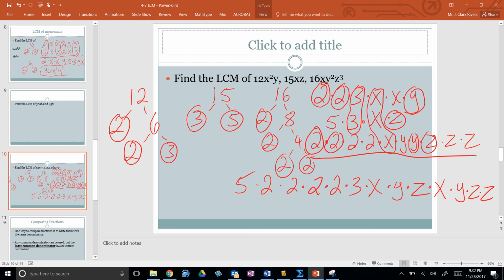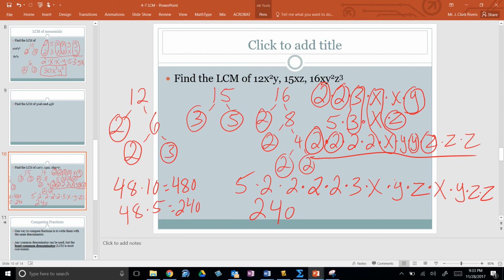Okay, now we multiply all this together. 2 times 2 is 4. 4 times 2 is 8. 8 times 2, we get 16. Okay. 16 times 3 is 48. All right, now 48 times 5, I'm not sure what that is, but I know 48 times 10 is 480, right? So half of that is going to be 48 times 5, which is 240. So all this is 240.